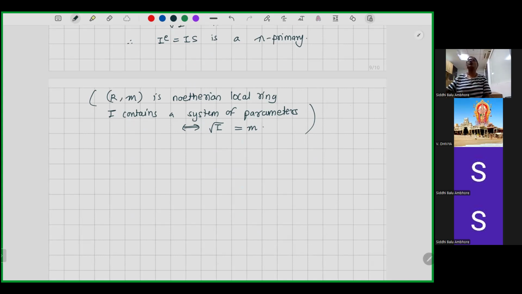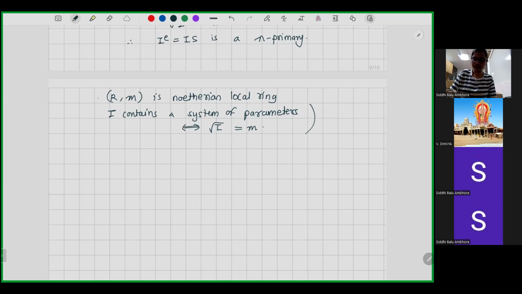That if A1, A2, ..., An is a system of parameters, then the dimension of R mod (A1, A2, ..., An) is equal to 0. So this (A1, A2, ..., An) must be contained in some ideal that should have height equal to n, and those elements must be contained in some maximal ideal whose radical will be this maximal ideal. I mean, it needs some work, but it is doable.